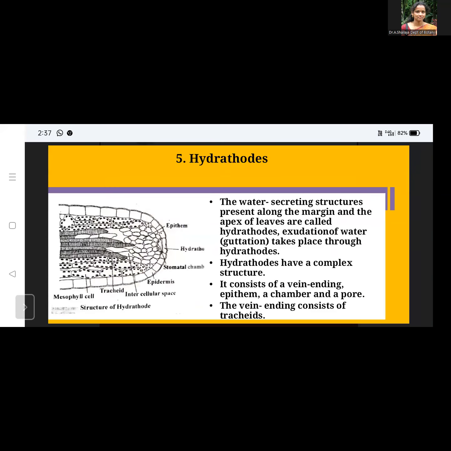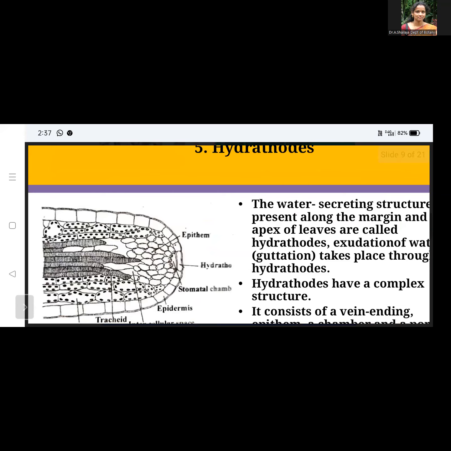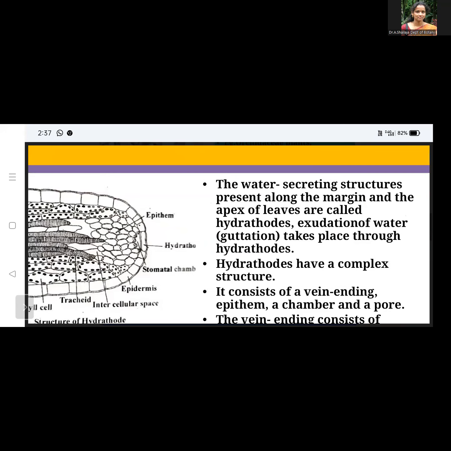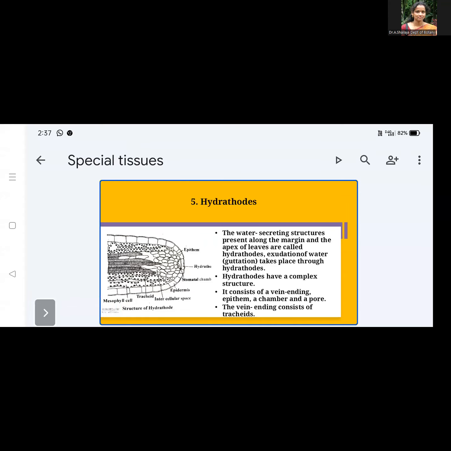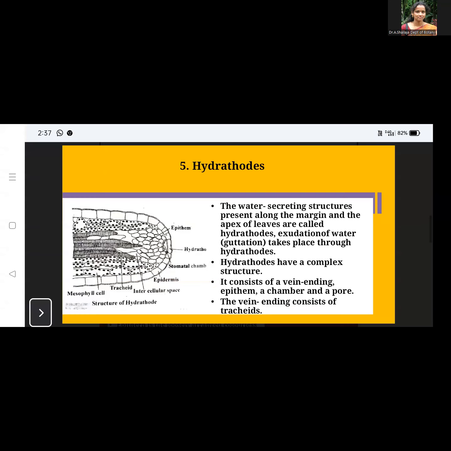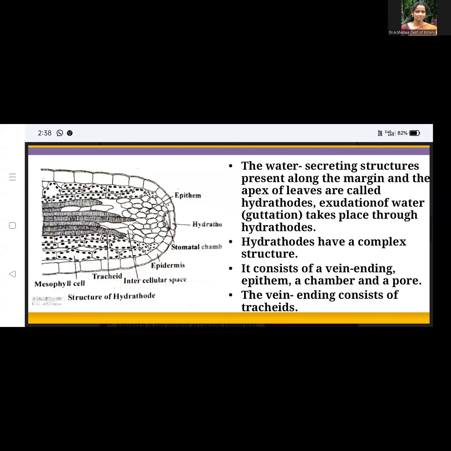Next, Hydathodes. These are very, very important. See here. This is the structure of hydathode. Hydathodes are also called water stomata or water pores, through which water exudes in the form of drops. This process is known as guttation. So the water drops are coming out from the stomata. That's why that process is called guttation.